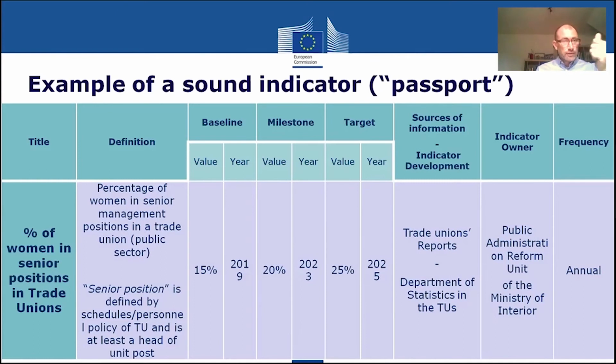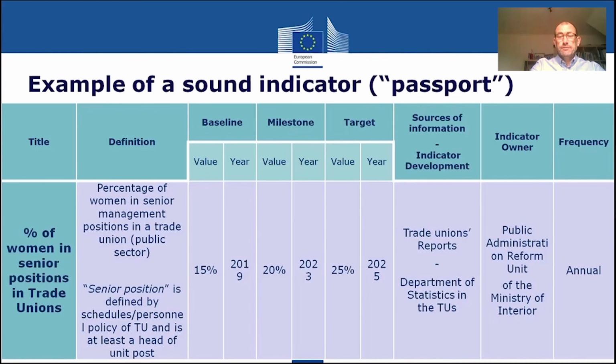So there it's clear what we're talking about: a percentage, and we know what we're counting. So that meets the two basic criteria of our definition. And then we've got a baseline value, which is 15%, and the year, which is 2019. We have a target value of 25%, that's 2025. And we have a milestone, an intermediate target, which is 20% by 2023.